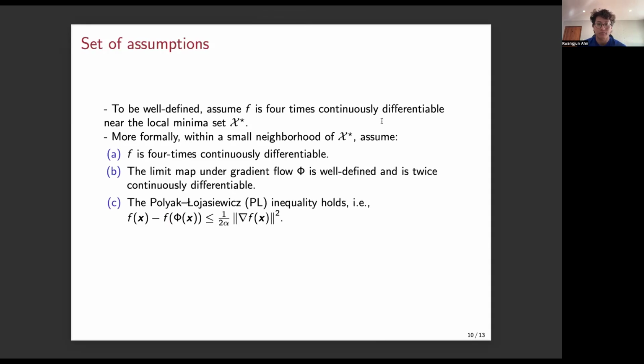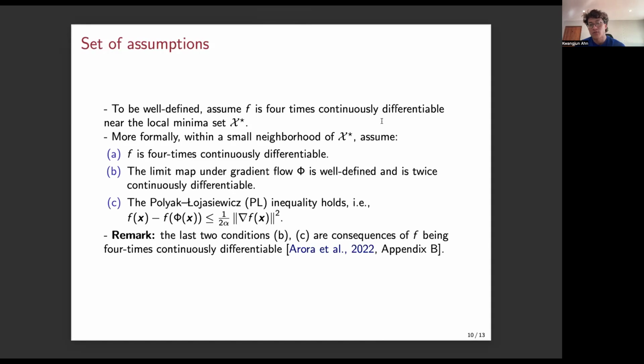In fact, the last 2 conditions are actually consequences of f being 4 times continuously differentiable due to results from Arora et al. 2022. But just for concreteness, we added them in the assumption.